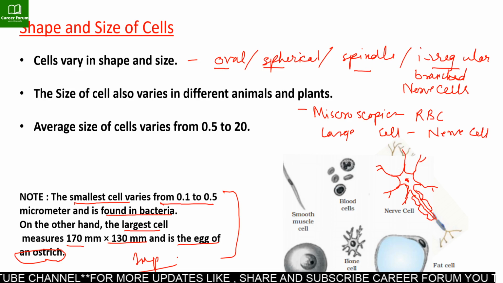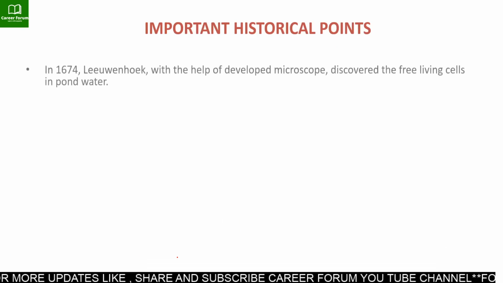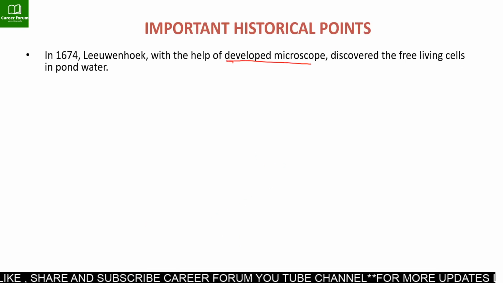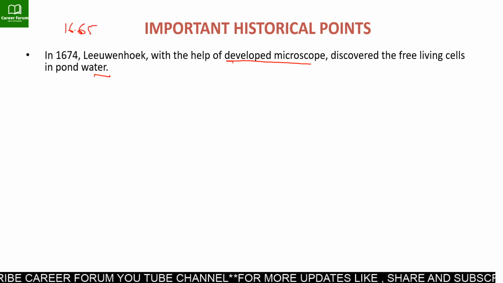So be specific with this note. Okay, now let's move to the important historical points related to cell discovery. In 1674, Leeuwenhoek, with the help of a developed microscope, discovered the free living cells in pond water. In 1665, Robert Hooke discovered the cell with the help of a simple and primitive microscope.